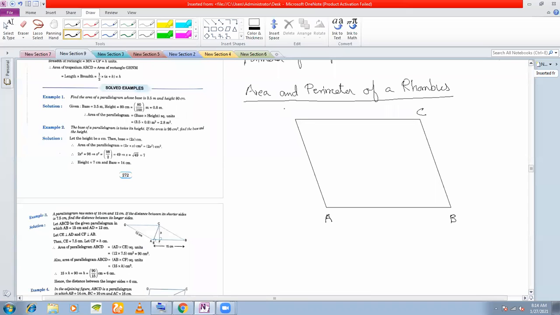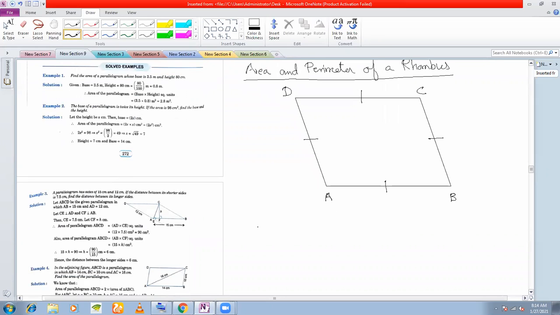This is a rhombus ABCD. All four sides are equal. And we draw the diagonals of this, and another diagonal. And we know that the diagonals of a rhombus are perpendicular bisectors of each other. So we give a perpendicular sign here.